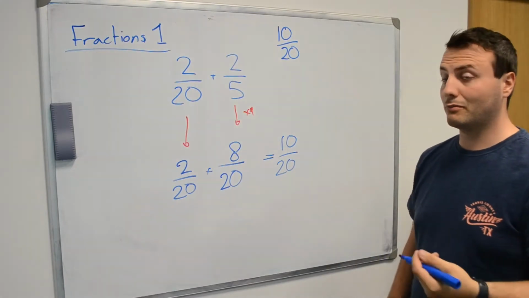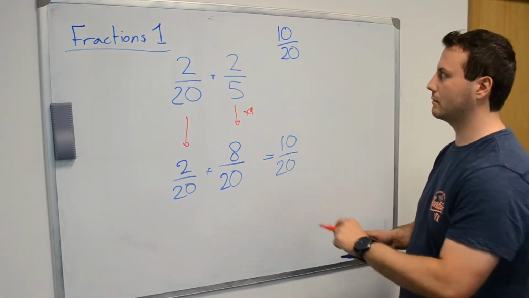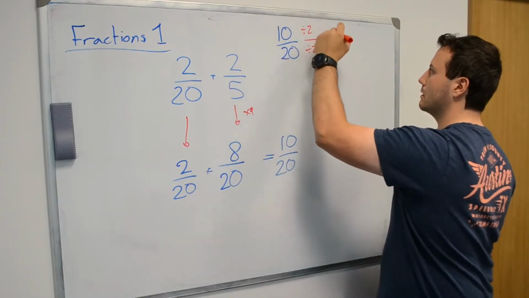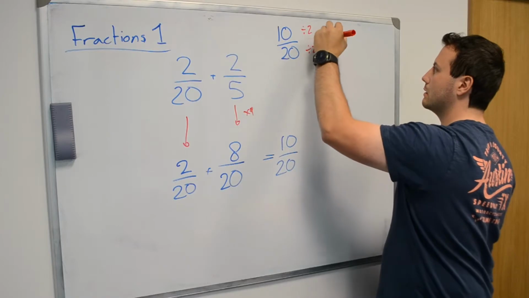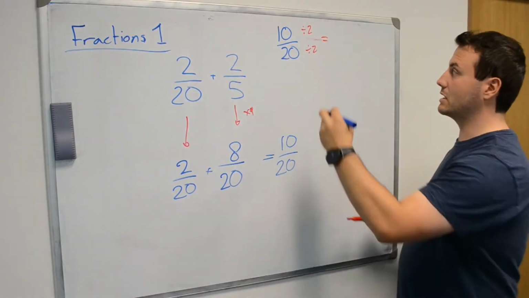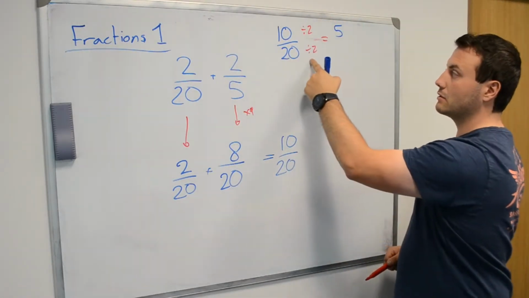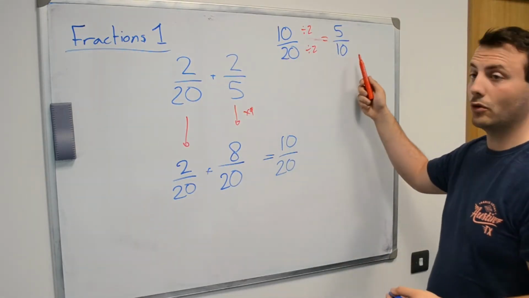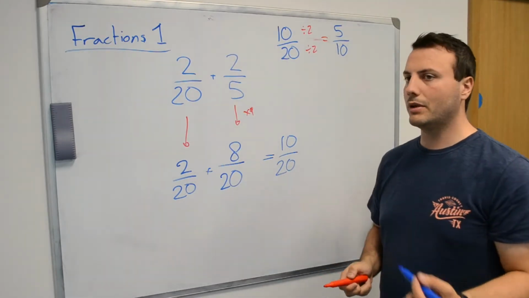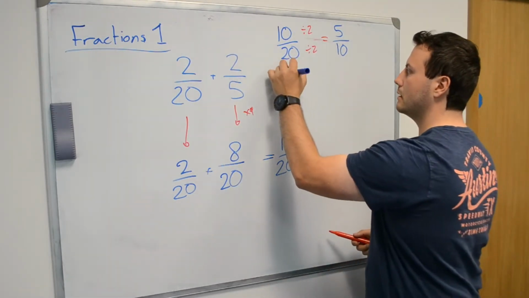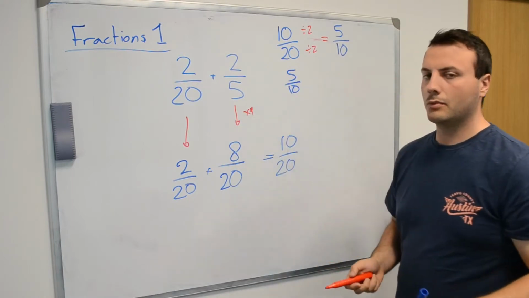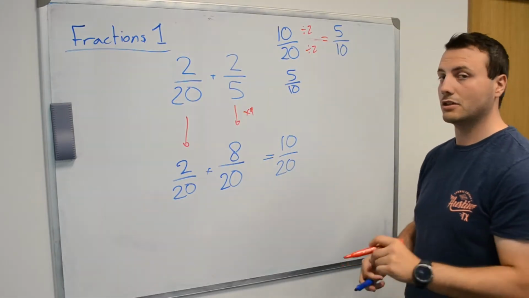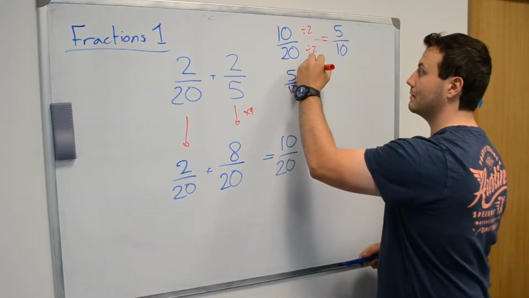So what we're going to do is divide both top and bottom by 2. So what does that give us? 10 divided by 2 is 5. 20 divided by 2 is 10. So what we managed to do is make our fraction of 10/20ths smaller and say it's 5/10. But we can go further still. Because 5 and 10 both share another common multiple. They both share a multiple of 5. So we can divide top and bottom by 5 again.